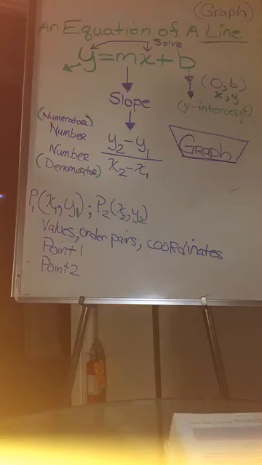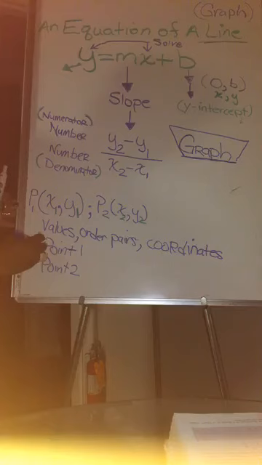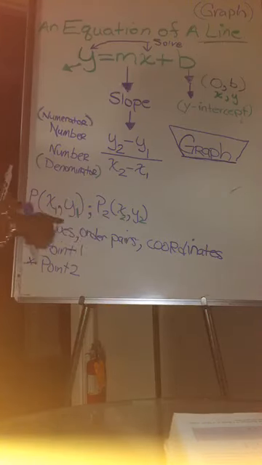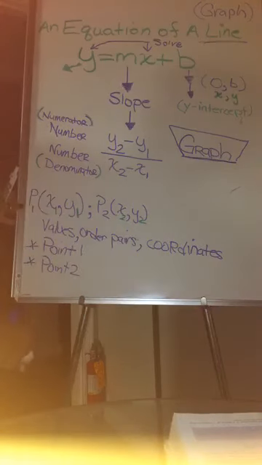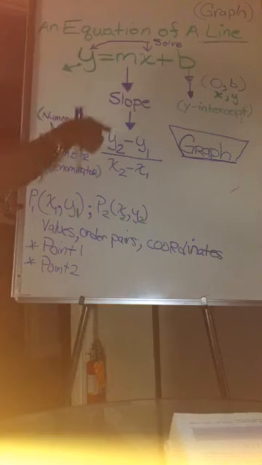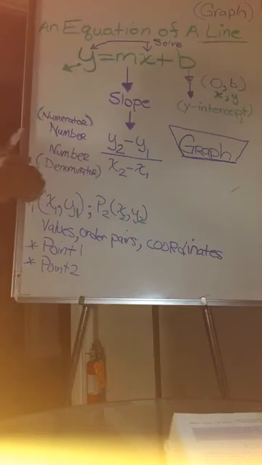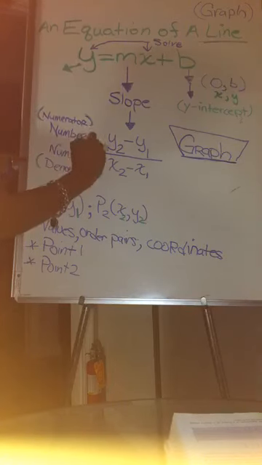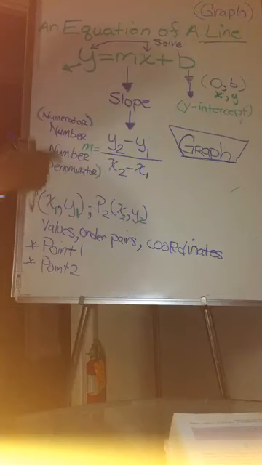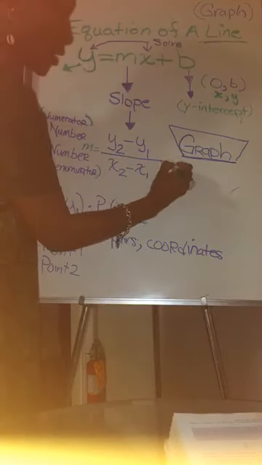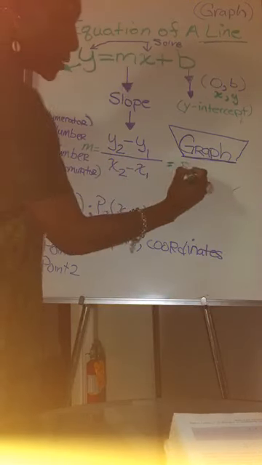I think that is it. Let me just check. We talked about the points. Point 1, point 2, which is here and here. These are values called ordered pairs, or your coordinates. We talked about what m represents, the slope. So I can put m right here equals that, so it looks like an equation. And when we get ready to graph, this is also called rise over run.